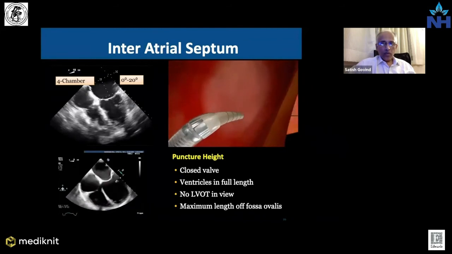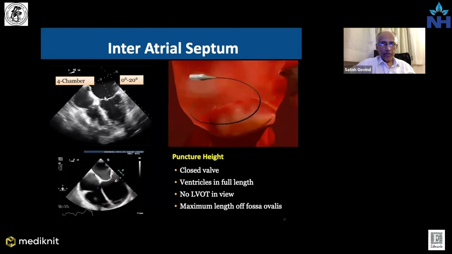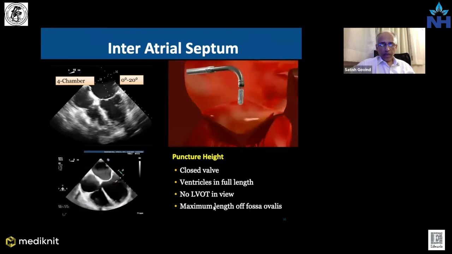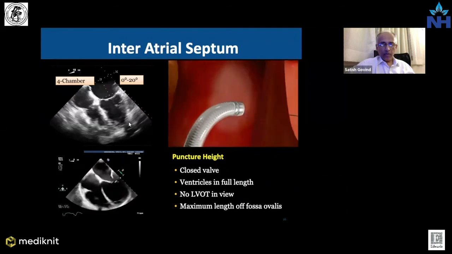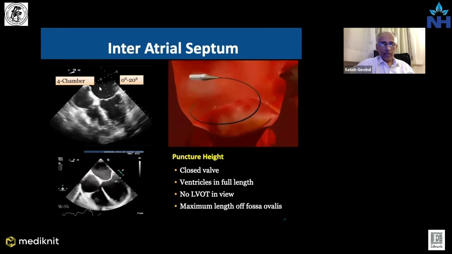Starting with 0 to 20 degrees, we look at the interatrial septum. This is the 4-chamber view, used to look at the puncture height. To get a good measurement, the valve has to be closed. The ventricles have to be in full length, no foreshortening, and you should not be viewing the LVOT, so you should not have a 5-chamber view. If so, you're too high. The maximum length of the fossa ovalis should be attempted so you can get a good measurement. At least a minimum of 4 centimeters is required. Anything less than that is not favorable for Mitraclip. That is the objective of this view.